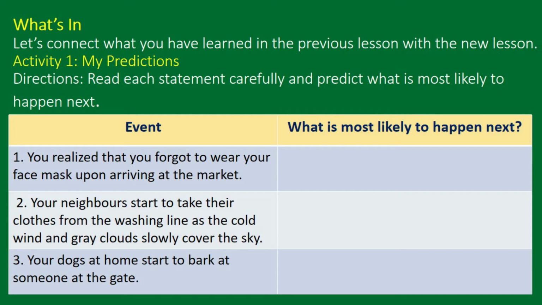Activity 1, My Predictions. Read each statement carefully and predict what is most likely to happen next. And these are the events. Number 1. You realized that you forgot to wear your face mask upon arriving at the market. Number 2. Your neighbors start to take their clothes from the washing line as the cold wind and gray clouds slowly cover the sky. And number 3, your dogs at home start to bark at someone at the gate. Are you done, learners? Okay, let's continue.